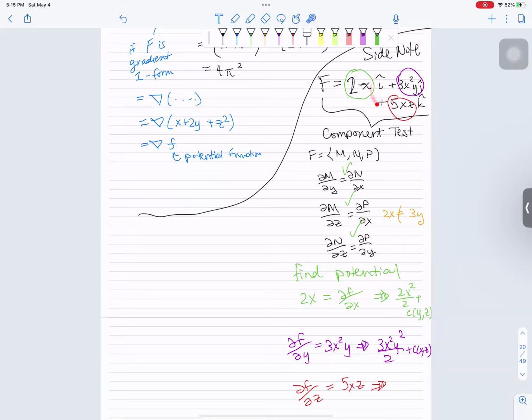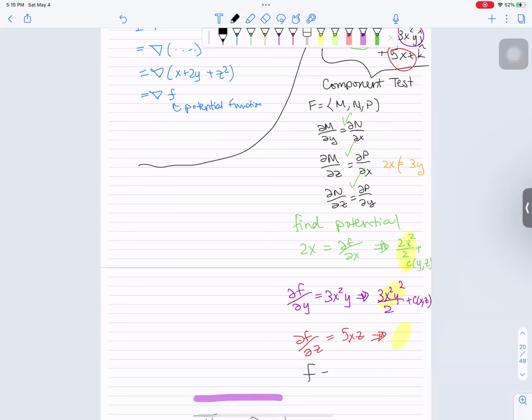This question I just made up so it doesn't work out as nicely, but usually you'll have some terms in common, and you'll see the common terms and it will make sense. What is f? f will be this term plus this term plus this term.